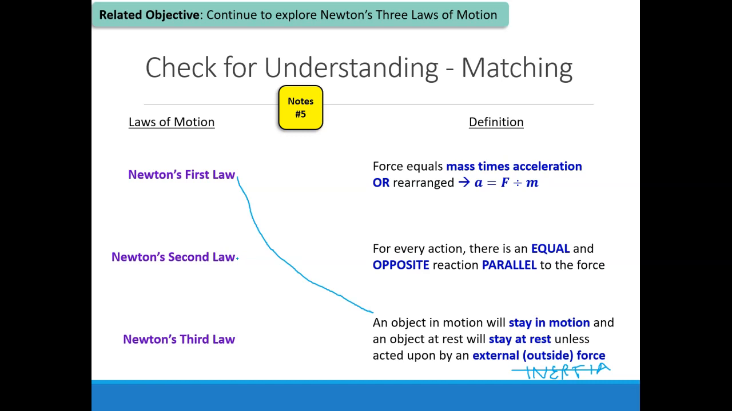Newton's second law, remember that Newton's second law is our famous equation, F equals ma, so force equals mass times acceleration. Or remember that we were able to rearrange it, and you could also say acceleration equals force divided by mass. They are still the same exact equation, just in a different way. And then Newton's third law that we just learned says that for every action there is an equal and opposite reaction that is parallel to the force. So remember, if an object goes to the right, the opposite force will go to the left. Object goes up, the opposite force will go down.